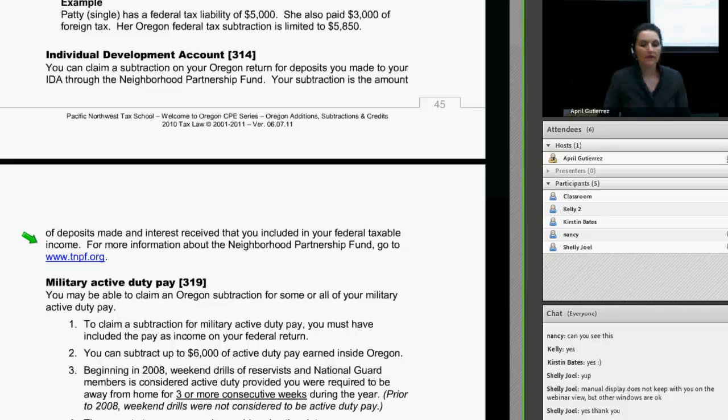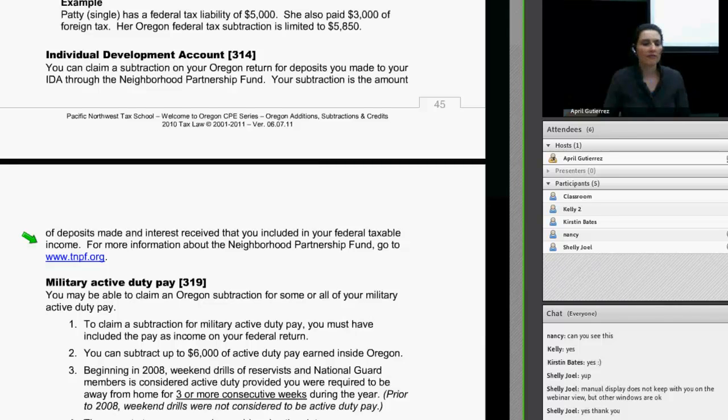Individual development account, code 314. You can claim a subtraction on your Oregon return for deposits you made to your IDA through the Neighborhood Partnership Fund. The subtraction is the amount of deposits made and interest received that you included in your federal taxable income. For more information about the Neighborhood Partnership Fund, go to this URL. Also read the instructions in publication 17.5.